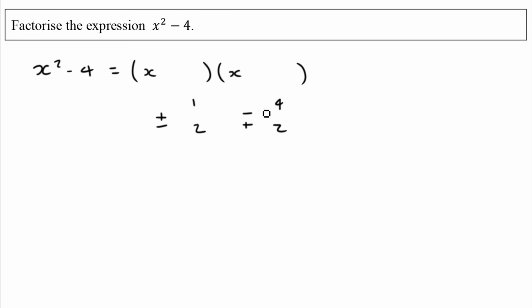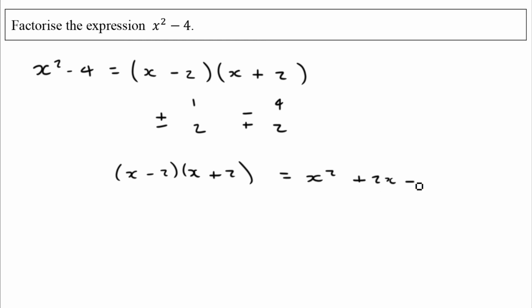Well, if we had the 1 and the 4, whichever arrangement of plus or minuses we had, the brackets would multiply out to give us a term in x, which is what we don't want. So they must be the negative 2 and the positive 2. Let's just check that. x subtract 2, x plus 2, x times x is x squared. Then we would have plus 2x, subtract 2x, subtract 4. Yes, we really do get x squared subtract 4.